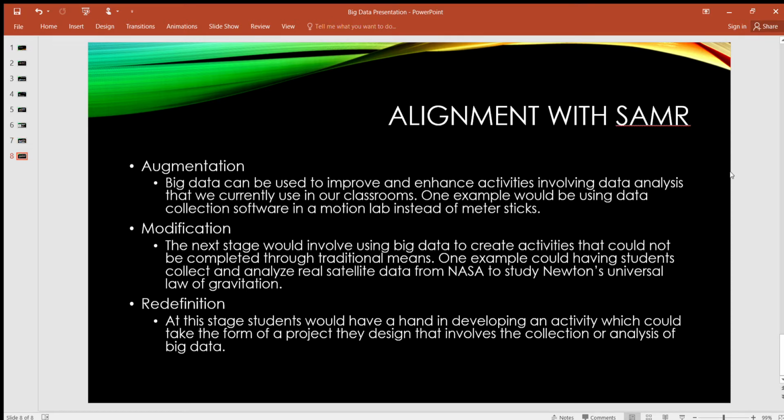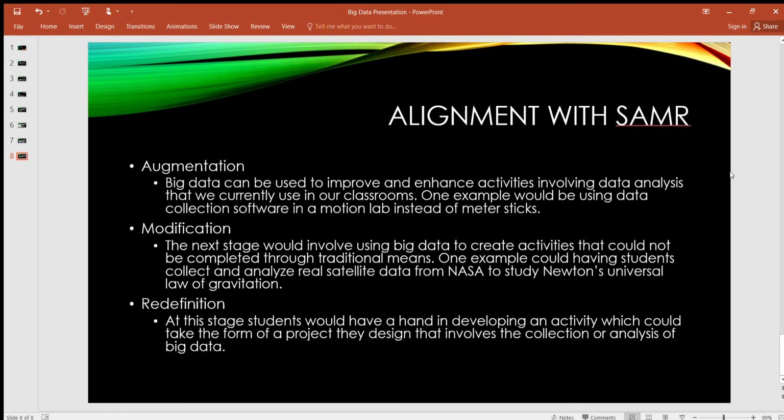And last but not least, some alignment with the SAMR model. In terms of augmentation, okay, an example would be if we were to take an existing activity and just somehow work data collection software into it. So again, instead of using meter sticks and stopwatches, we can use data collection software and students can analyze the data that way.